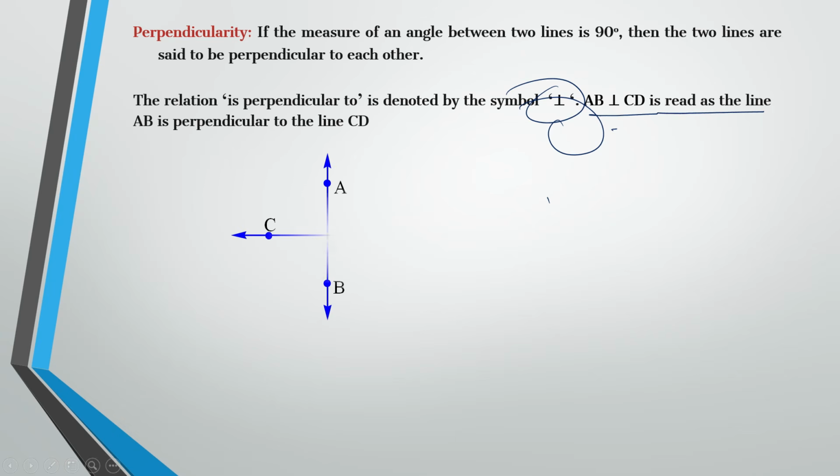So this is the diagram of perpendicular lines. If you take lines AB and CD, the angle between these two lines is 90 degrees. So these two lines are said to be perpendicular. This is the symbol for perpendicularity. We represent these lines as perpendicular like this, and we read it as AB is perpendicular to CD. Is that clear?